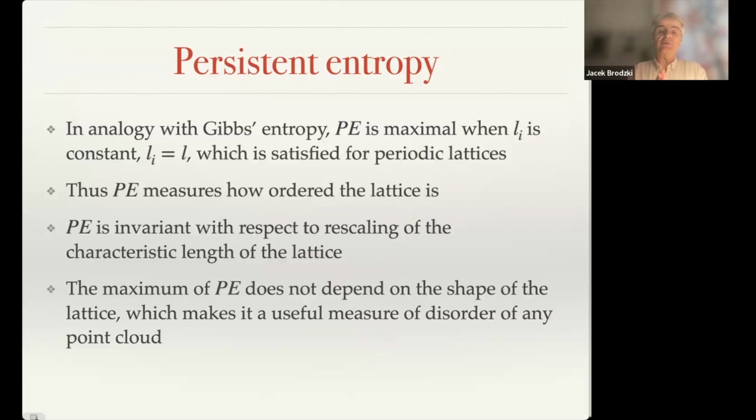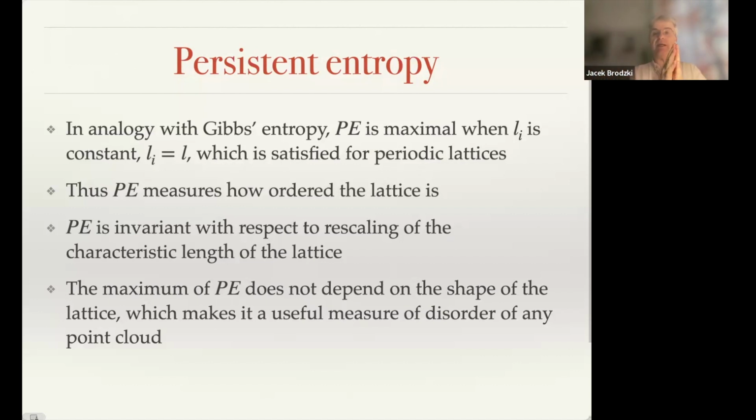So persistent entropy resembles something known as Gibbs entropy. It kind of works backwards: it's maximal when the length of each persistence interval is constant. This is satisfied, for example, for periodic lattices. So it measures how ordered, not how disordered, the lattice is.